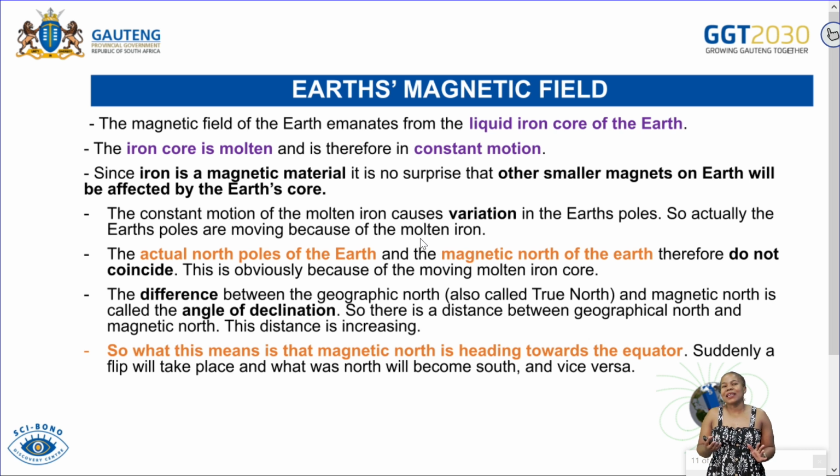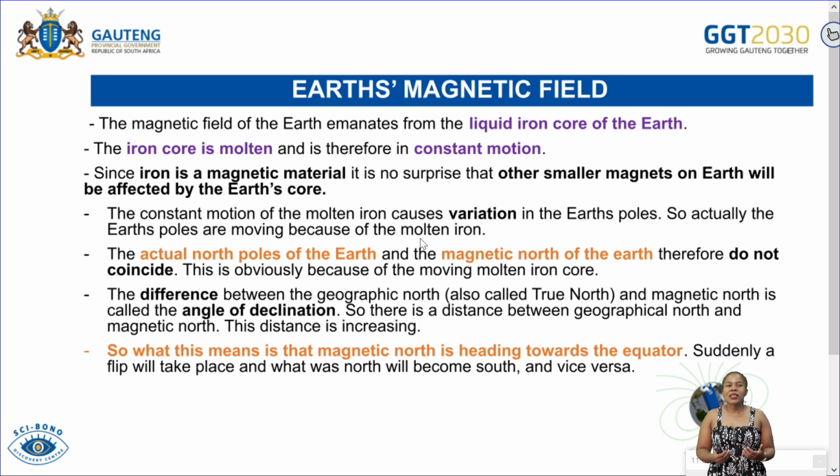Now, the magnetic field of the Earth emanates from the liquid iron core of the Earth. Because the iron core is molten, it is liquid-like, and therefore it is in constant motion. It's not stagnant, it's not stationary, it is in constant motion. Since iron is a magnetic material, it is no surprise that other smaller magnets on the Earth will be affected by what? By the molten iron core of this Earth.